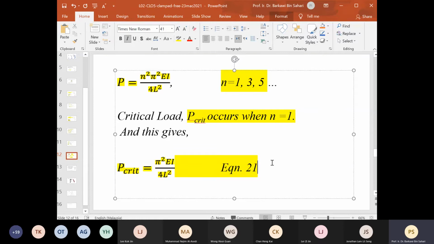So any questions on the development of this particular equation? No? Any response?